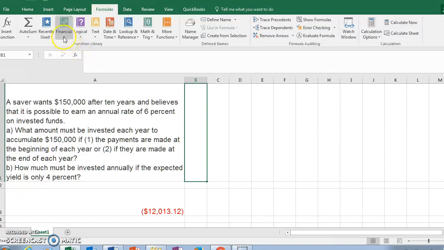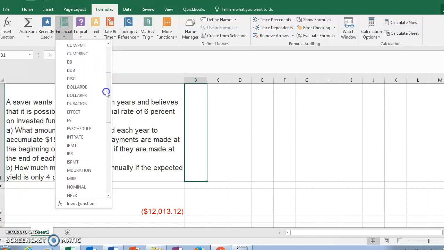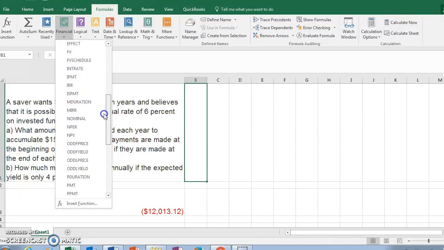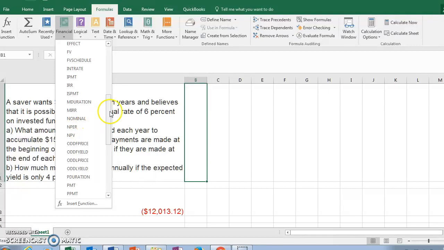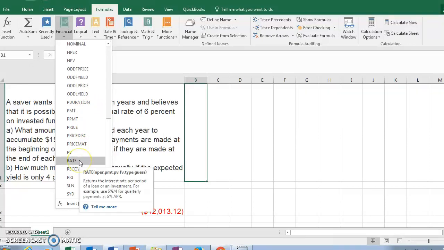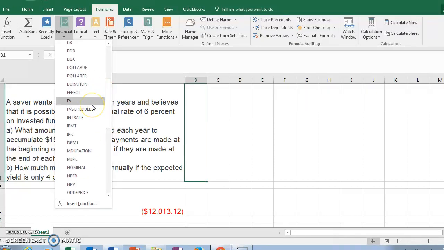So that's the payment function, and remember, depending on what you're trying to solve for in Excel, we have number of periods. So if you're trying to solve for the number of periods, just use that function. If you're trying to solve for payment, use the payment function. If you're trying to solve for rate, use the rate function. And then, of course, the present value and the future value functions.